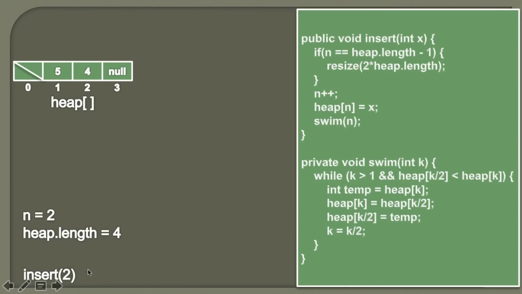Now let's say we insert 2. So x becomes 2. We check whether n is equal to heap.length minus 1 or not. So heap.length is 4 and heap.length minus 1 becomes 3. So n is not equal to 3. So the condition in the if block comes out to be false. And as we are inserting 2, we'll increment the value of n by 1. So n becomes 3. And to the third index of this heap array, we'll assign the value 2.